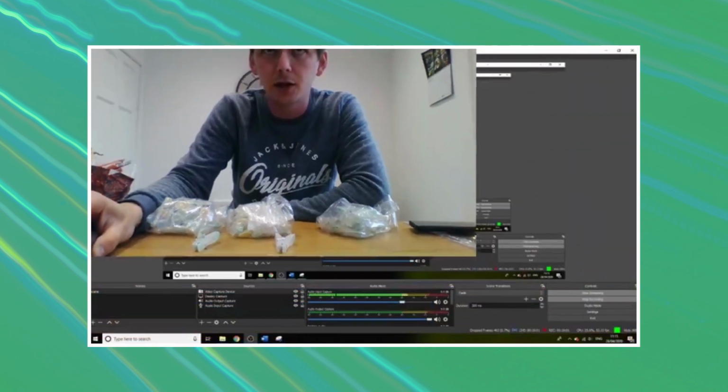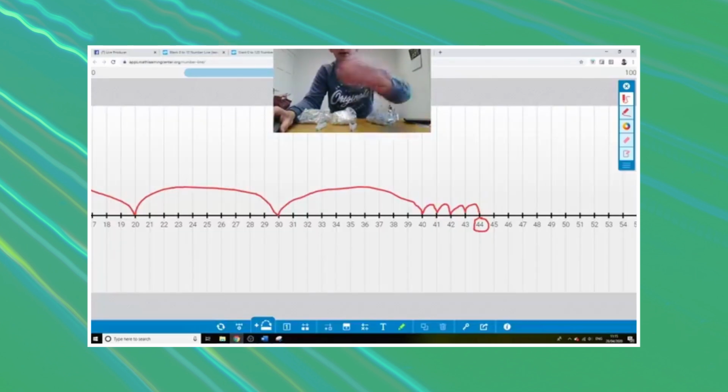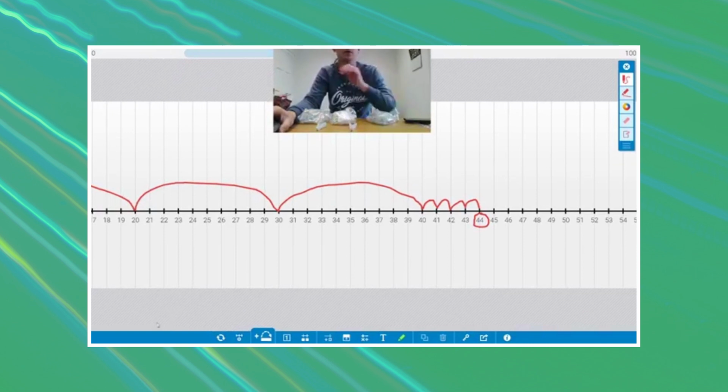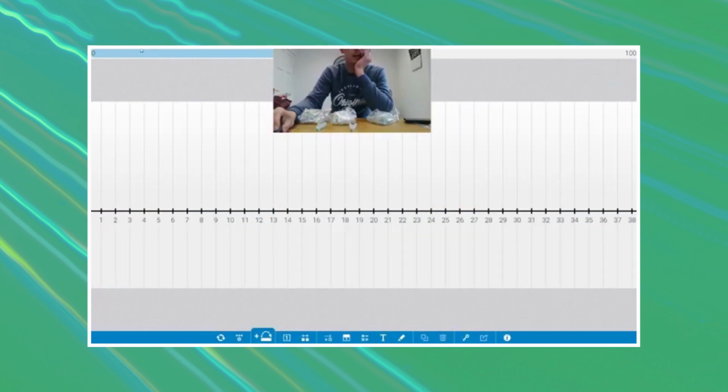So what we'll do again is we'll just go have a look at the number line to represent this amount before we write it down. So I'll put myself back in the middle. Here we are. Here we go. So we want to get rid of this one. Finish with that number line.